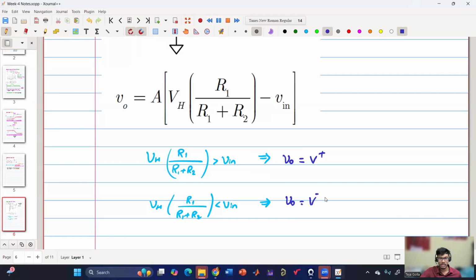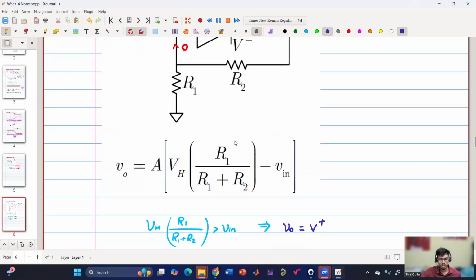And now the hysteresis band can be set by choosing this resistor. So these resistors can be chosen accordingly so that my hysteresis band can be adjusted. Is this clear?